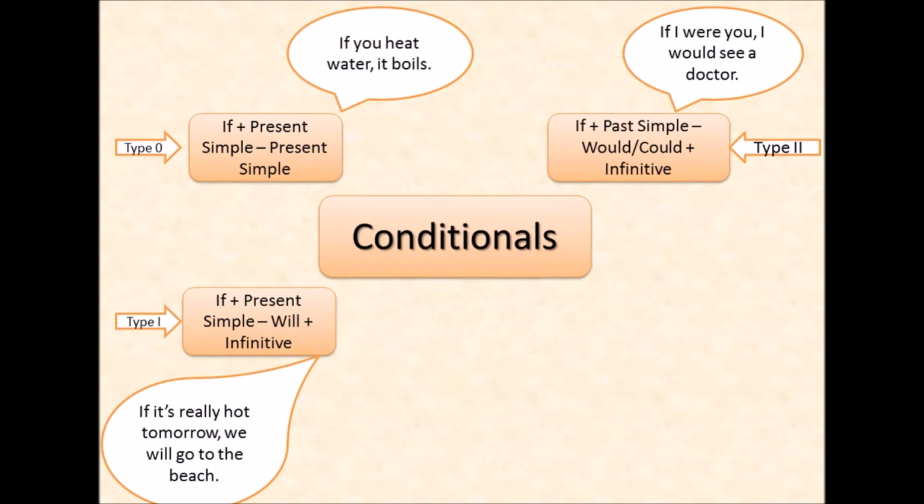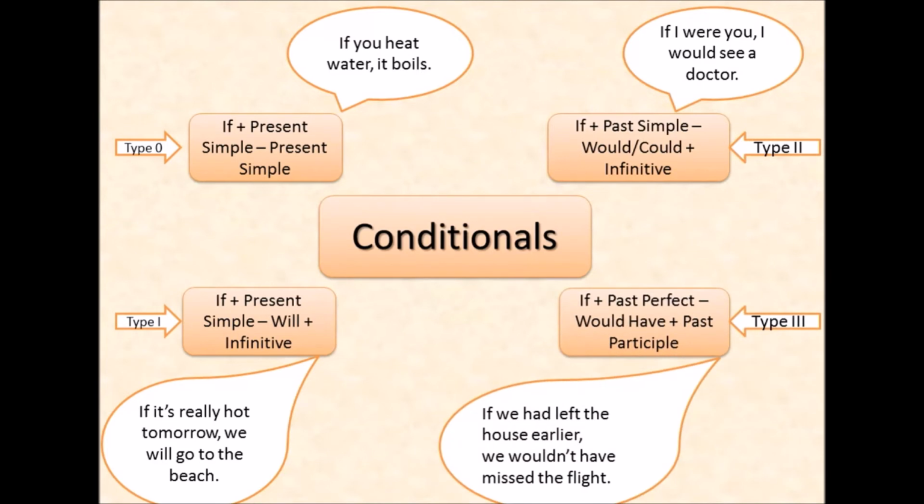And the conditional that we are going to learn today is the type 3 or the third conditional. It is formed with if plus past perfect and the main clause with would have plus past participle. If we had left the house earlier, we wouldn't have missed the flight.